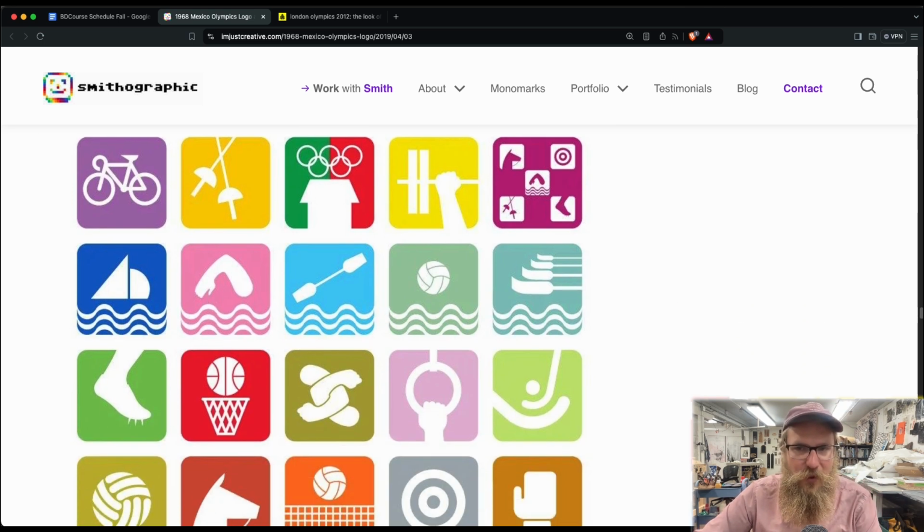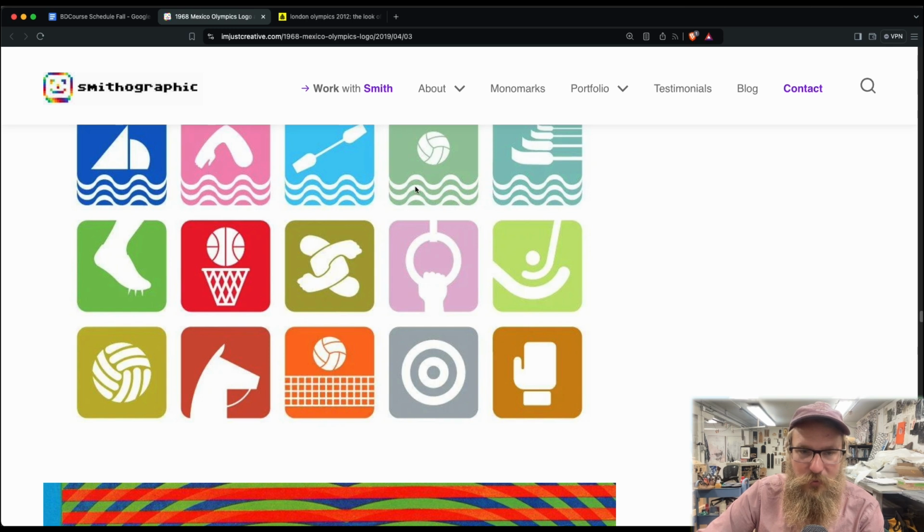And I love how simple and straightforward they are, like sailing, swimming, kayaking, rowing. This one's always fun. Everyone always goes volleyball, but then you see, oh, wait a minute, water polo. I don't know what these two are, the difference between them, but wrestling, gymnastics, field hockey, boxing. They're so quick, so easy to identify.